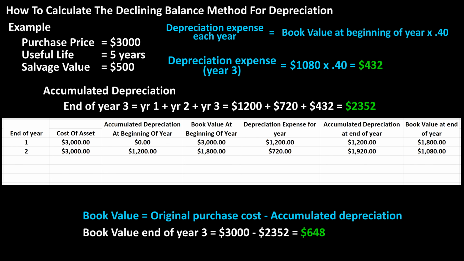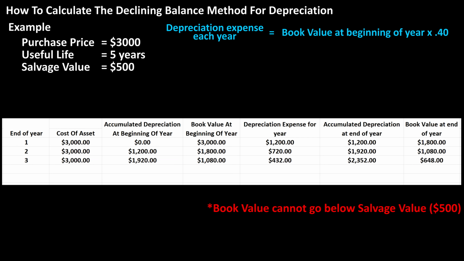And here are the calculations and numbers for year 3. Now for end of year 4. And keep in mind that the book value at the end of the year cannot go below the salvage value of $500. For column 2, this is the $3,000 original cost of the asset. The accumulated depreciation at the beginning of year 4 is the same as the accumulated depreciation at the end of year 3, which is $2,352. The book value at the beginning of year 4 is the same as the book value at the end of year 3, which is $648.